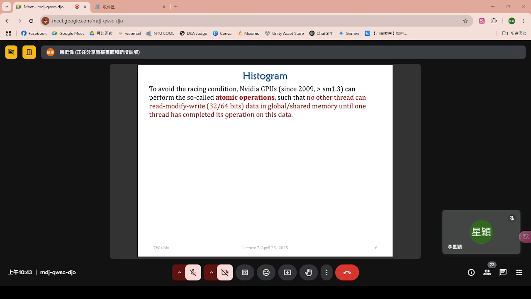So as long as I use the atomic, whenever this thread accesses to read, modify, or write the data in the global or shared memory, no other threads can access this memory at the same time. Until this thread has completed its operation on this data, other threads cannot read, modify, or write the data in this memory. So this is the atomic.